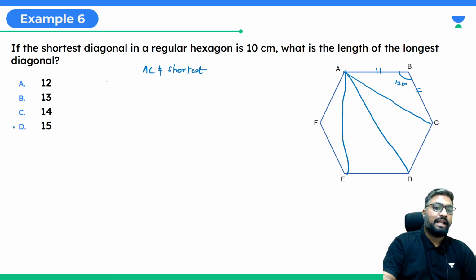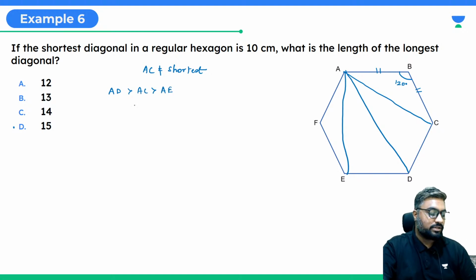Yes, the order will be like this. AD will be the longest, then we have AC, then we have AE. Understood? I hope you get this point, guys. Is it making sense? Okay, yes, Pragya's answer is right. 12 is the correct answer.